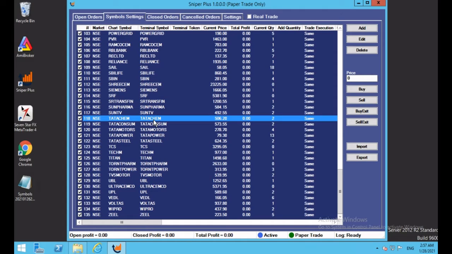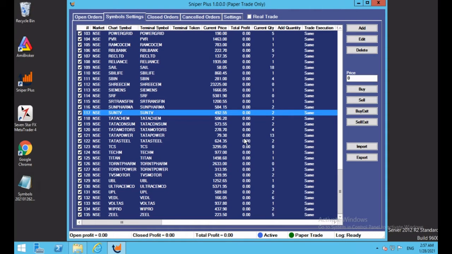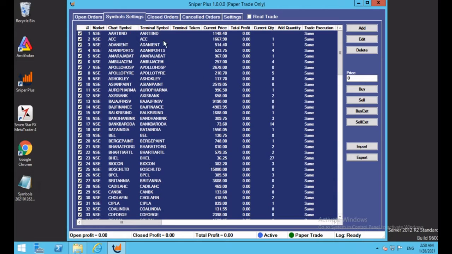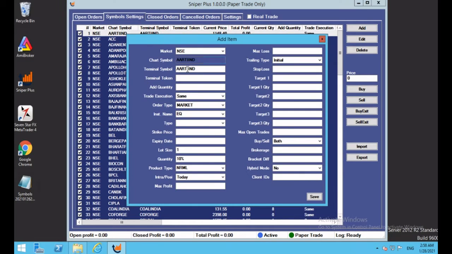Imagine you have 10,000 rupees and the current price of Sun TV is 492.55. If you put 10%, Sun TV will take 2 quantity, because the quantity is 10%. Now, how to do the settings? I will show you. First we need to go to settings. Here we can see we have already written the settings.